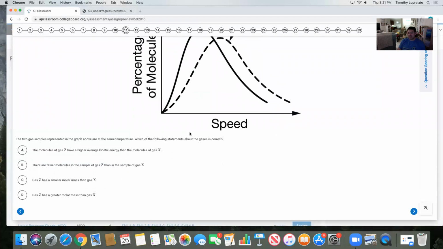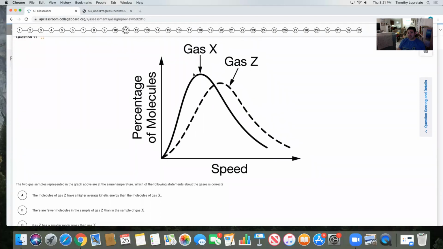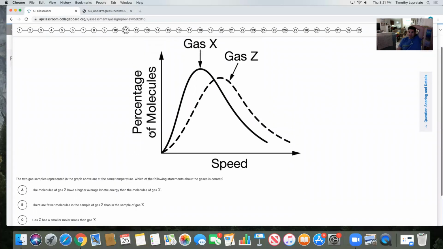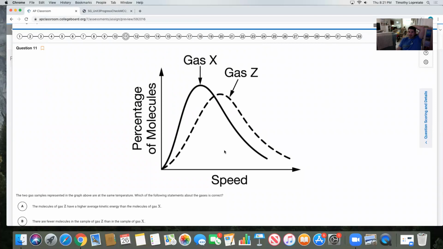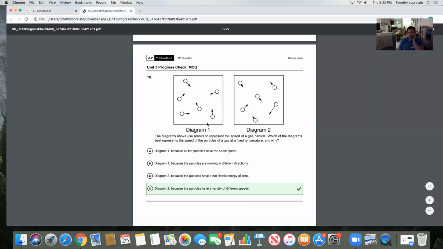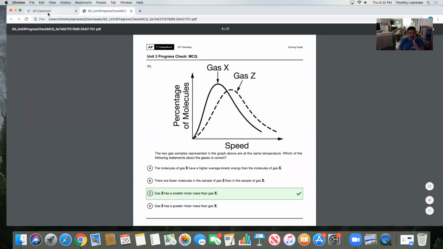Gas Z has a smaller molar mass than gas X. Well, if it had a smaller molar mass, to have the same kinetic energy it would have to move quicker, right? Because kinetic energy equals 1/2 mass times velocity squared. So if they were smaller, they would have to move faster. So I like choice C. Choice D, gas Z has a greater molar mass than gas X. That cannot be it, because if they had a greater mass and a greater speed, then they would have a greater kinetic energy. So for question 11, we're looking for choice C. There it is. Wahoo!